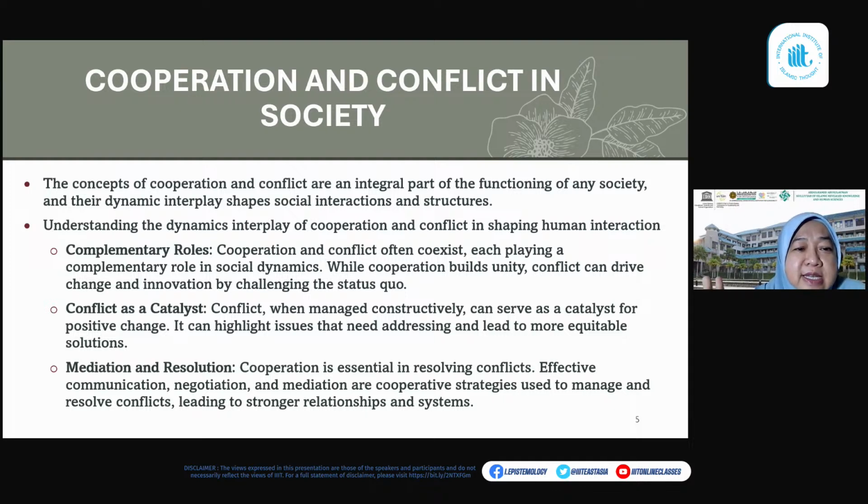Now, the first form of this dynamic interplay is complementary roles between cooperation and conflict, because both can coexist at the same time.